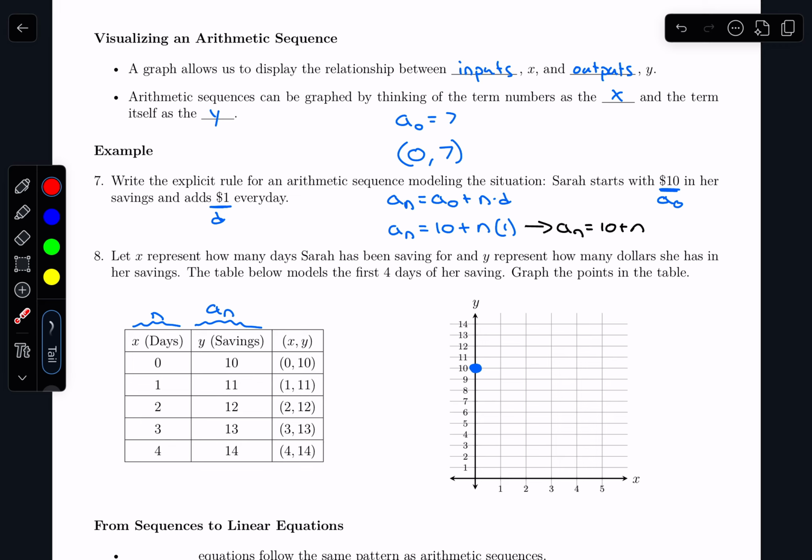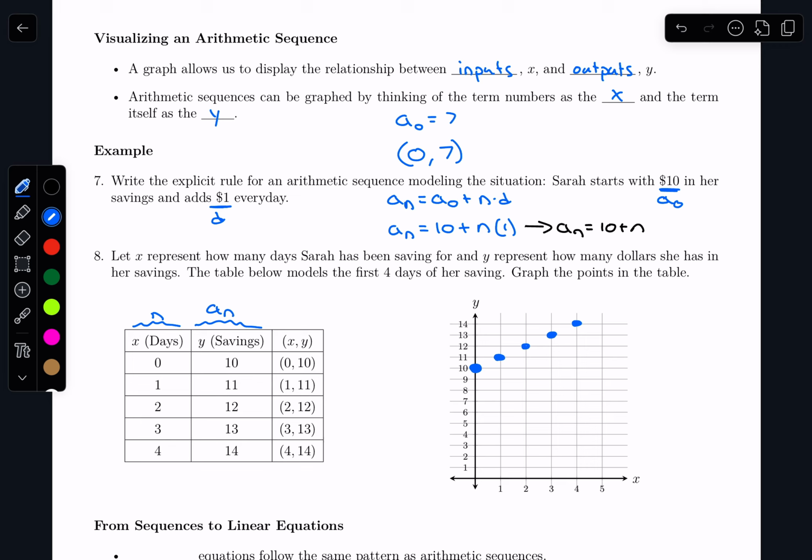Then we're going to 1, 11. So 1, 11 means from the origin, go 1 unit to the right and 11 units up. So we're going to be just slightly up and to the right of my previous dot. Then we have 2, 12. So I go 2 units to the right and 12 units up. It's going to put our dot right there. And then 3, 13 is up and to the right one more. And 4, 14 is up and to the right one more time. And that's all there is to it.